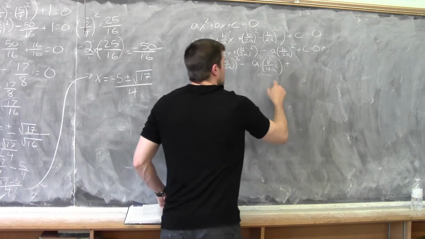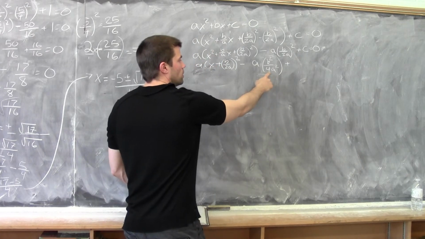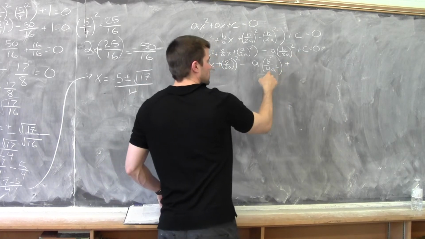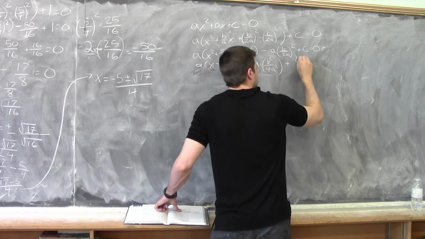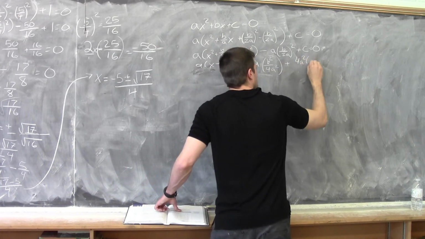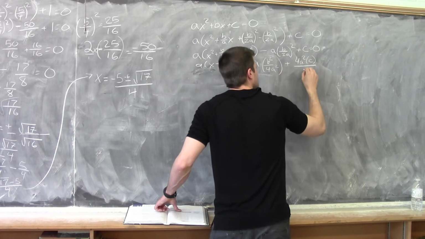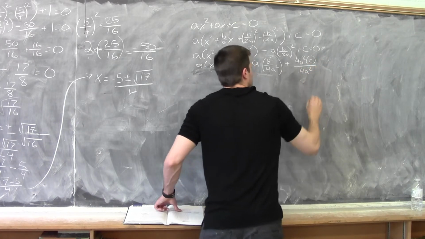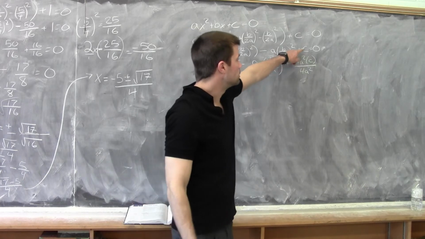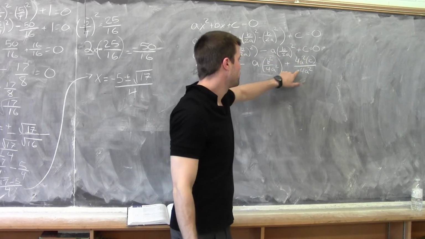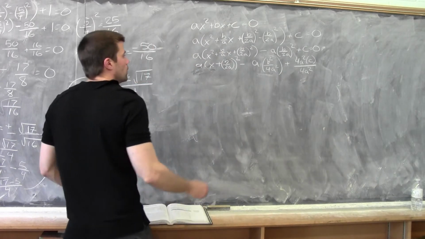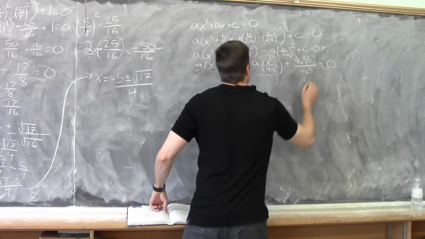and then plus, I want to have a common denominator, so I want to multiply c times 4a squared on both the numerator and the denominator. So I'm going to get 4a squared times c over 4a squared. You see what I did there? I just multiplied the c times 1, but to create a common denominator. And all this is equal to 0.